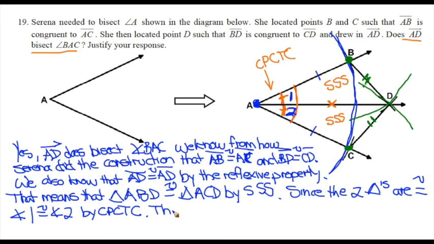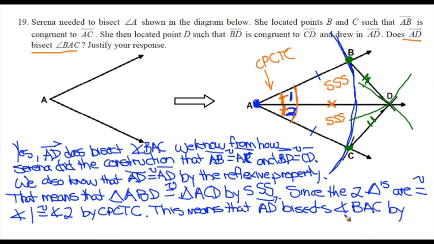This means that AD, ray AD, bisects angle BAC by definition of angle bisector. And that is, an angle bisector divides an angle into two congruent angles.